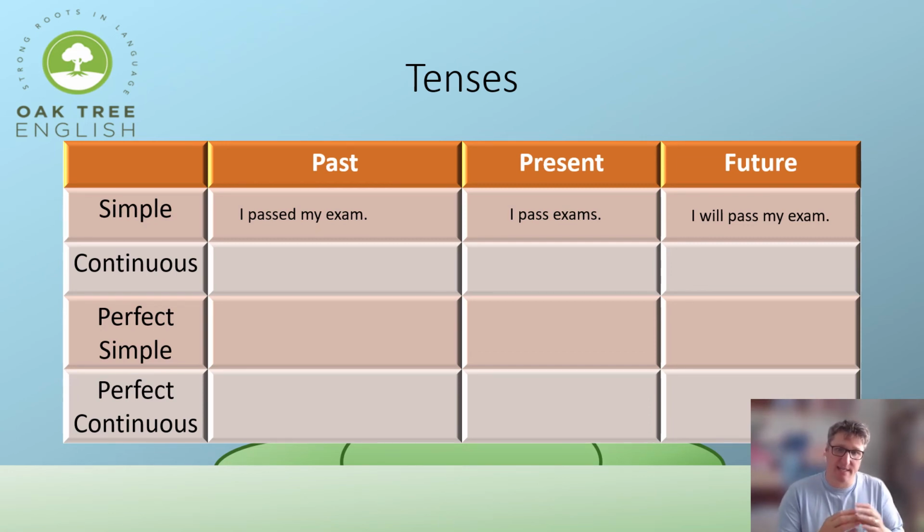Continuous is about something that is ongoing. So the past continuous gives background. So, I was passing my exam. I was passing my exam is past continuous.